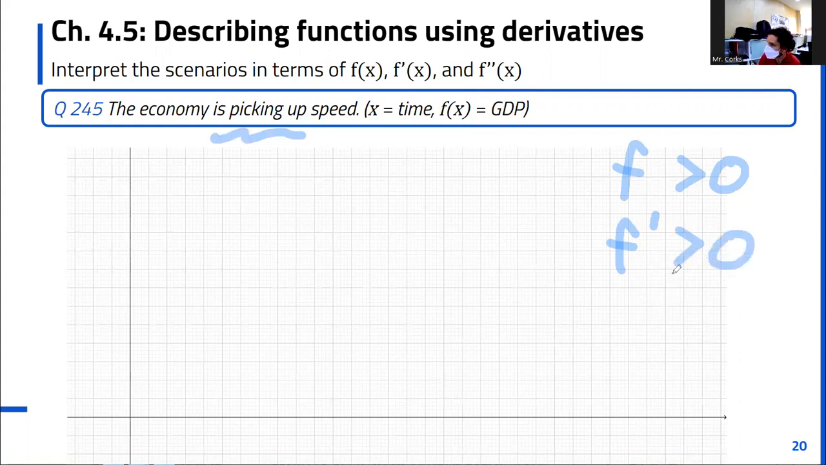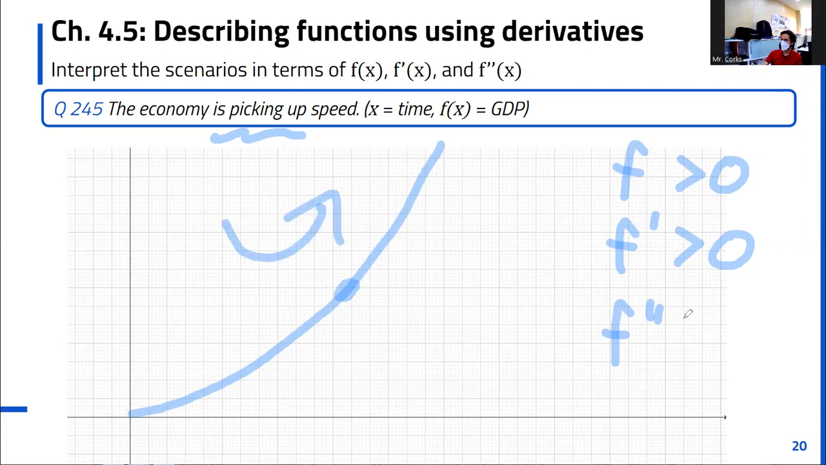And then also the rate of growth. The rate of growth is picking up speed. So it was increasing at one speed yesterday or last year, but now it's increasing at an even greater rate. So let's exaggerate that a little bit more. Something like this. At this point here, this is a curving up, concave up interval, so the second derivative is also greater than 0.